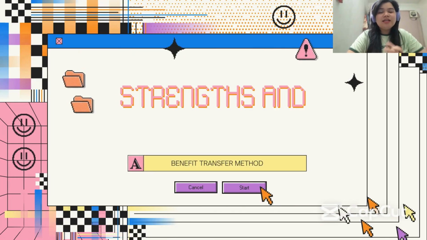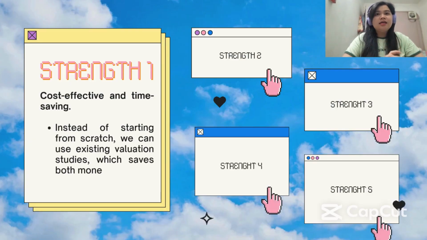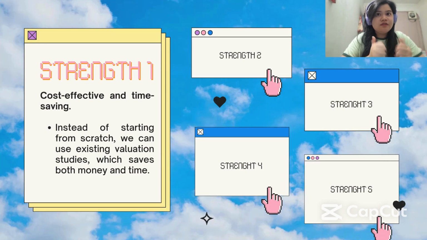Hello everyone, in this video I'm going to talk about the strengths and the weaknesses of the benefit transfer method. So let's start. First, I'm going to talk about the strengths of the benefit transfer method. The first strength is that it is cost effective and time saving. Instead of starting from scratch, we can use existing valuation studies, which saves both money and time.